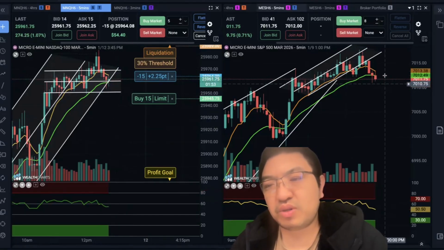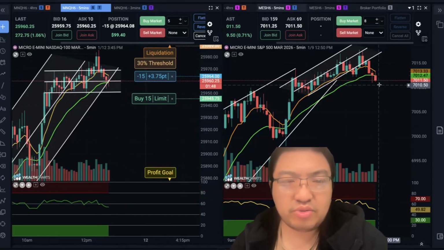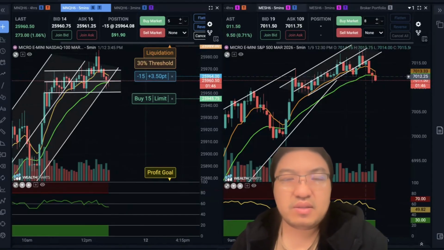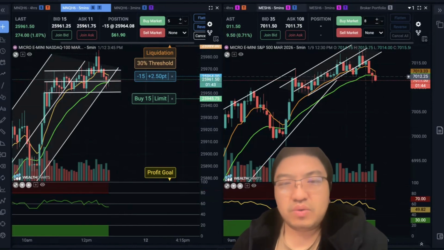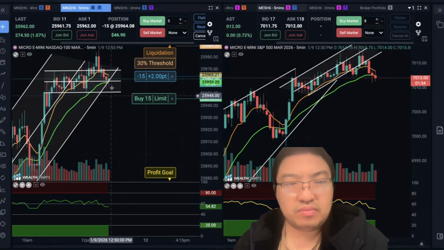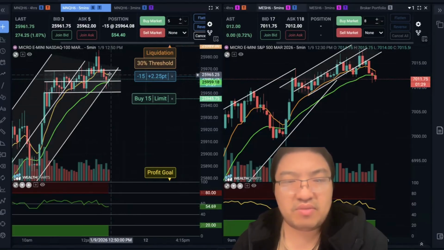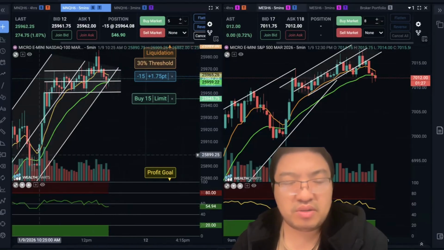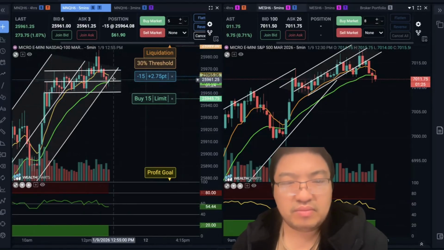Okay, ES still showing some intention to break, but NQ shows some sideways. Oh, it bounced back. Retest again. Maybe this support is still effective. And EMA 9 is still above EMA 21. I mean, still uptrend. So maybe I should be conservative. I just take profit here.